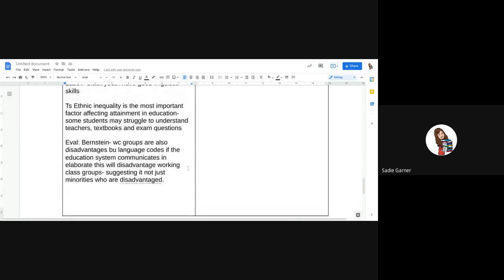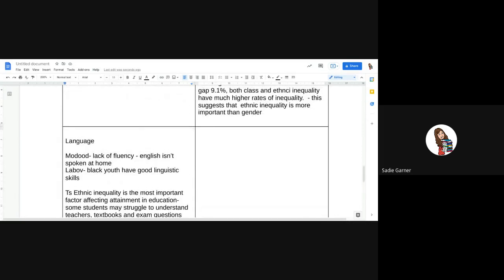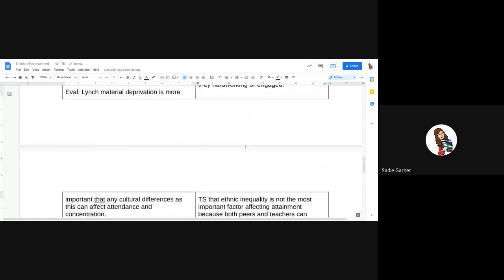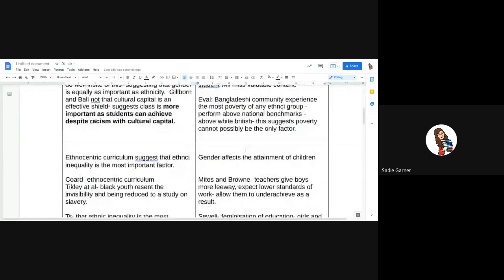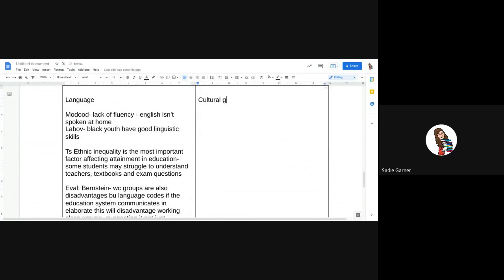Okay. So we've done language as ethnicity. Against that, I'm going to do, no, it's not ethnicity that is the most important factor, but it is cultural factors. I'm going to do Bourdieu, cultural capital. Again, with your foie gras and your tiny portions and your five different silver forks connected to a particular course. So you've got Bourdieu and cultural capital.